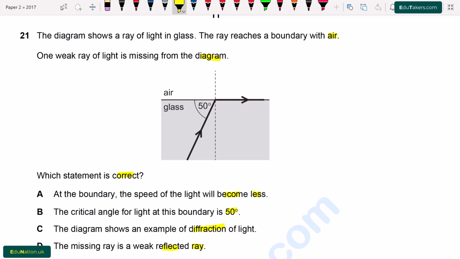Here we can see that the angle is given 50 degree. So the angle of incidence here will be 90 minus 50 degree, which is equal to 40 degree. So some part of the light is reflected back to the medium for the interface of two medium. This happens only when the angle of incidence is greater than the critical angle. And this phenomenon is known as total internal reflection. It means that this missing ray is a weak reflected ray. From here, option D is correct.